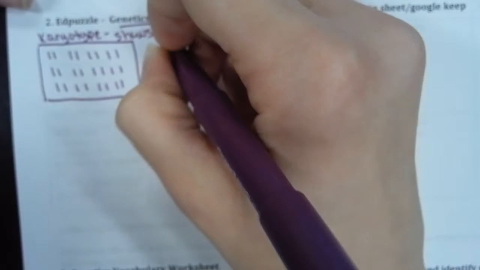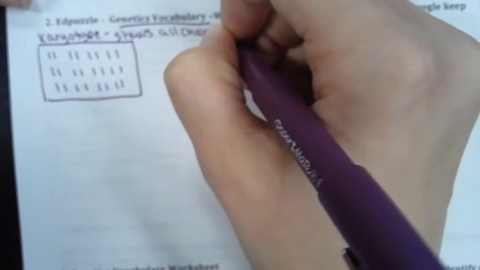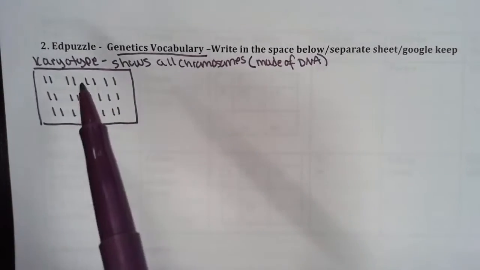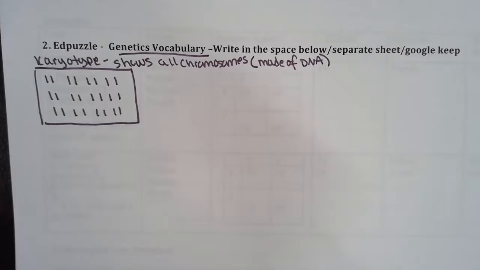So remember, this was part of our mini lesson for topic 2. We went over something called a karyotype that shows all chromosomes. Remember that chromosomes are made of DNA, or the genetic code. So this is the way that my genetic code is packaged up really nicely. Every single one of these little lines represents one chromosome.